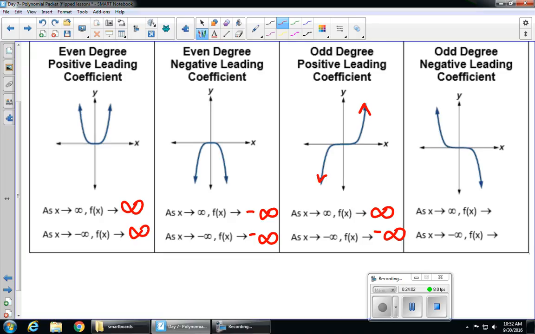And lastly, if I have an odd degree negative leading coefficient, our graph's going to look like this. It's opposite. So as I am going to the right, or as x approaches infinity, my graph is pointing down. The graph is pointing towards negative infinity. As x approaches negative infinity, which means I'm going to the left, so the further and further left I go, my graph is pointing up, which means my graph is pointing towards positive infinity.